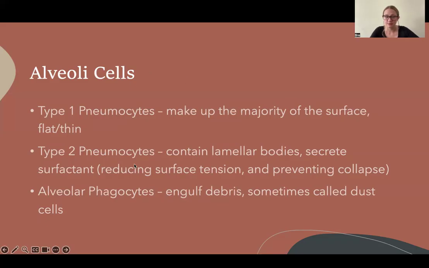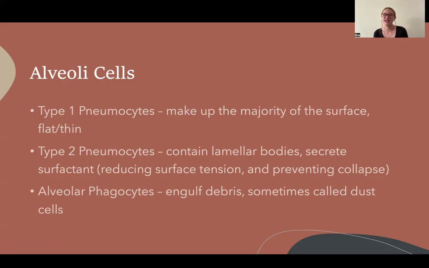Type 2 pneumocytes or septal cells, these contain lamellar bodies, but their big thing is they secrete surfactant. All right, surfactant reduces surface tension and prevents collapse of the alveoli. So specifically, your alveoli, they're not all equally sized, right? Some are smaller, some are bigger. All the grapes are different sizes. Now, the smaller ones are going to have a lot more pressure. And if they have all this pressure, they're more likely to collapse, right? And we can't have alveoli collapsing because then we don't have air exchange. So we have surfactant being secreted by these type 2 pneumocytes, and the surfactant reduces the surface tension and kind of equalizes it throughout the alveoli.